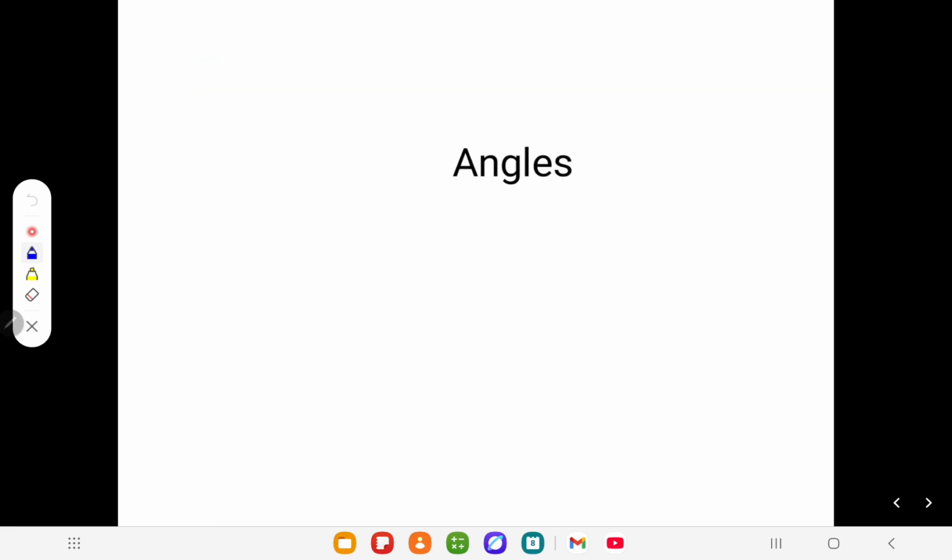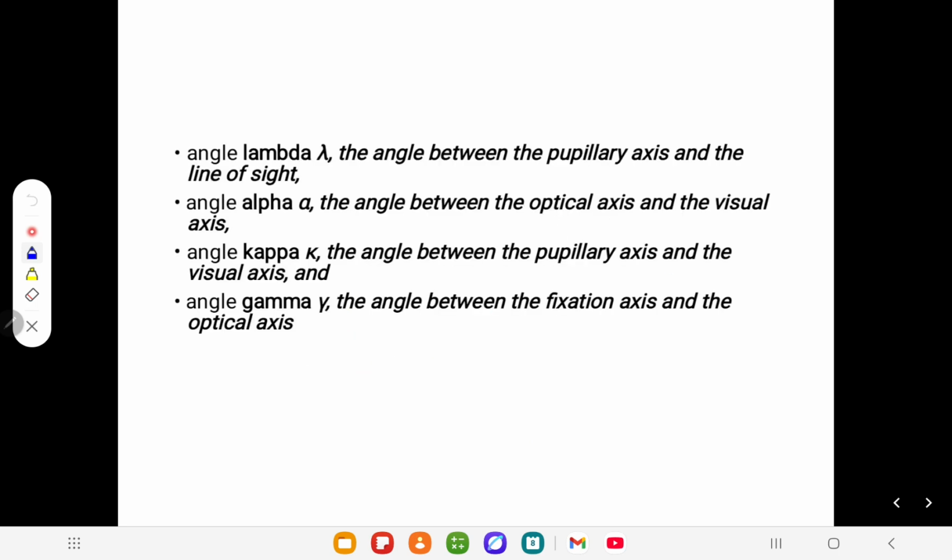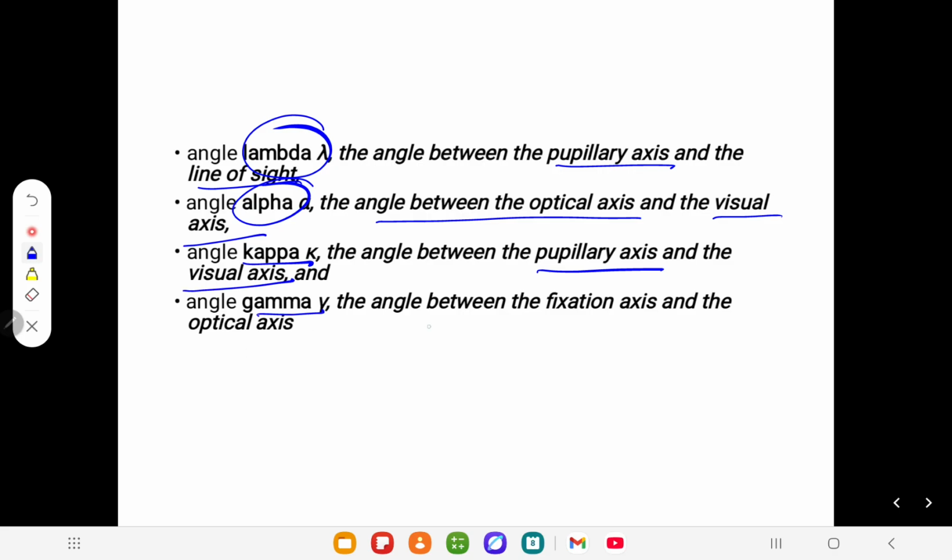Now I'm going to talk about angles like alpha angle and kappa angle. There are a lot of angles. Let me briefly tell about them. Lambda is the angle between the pupillary axis and the line of sight. Alpha is the angle between the optical axis and the visual axis. Kappa is the angle between the pupillary axis and the visual axis. And gamma is the angle between the fixation point and the optical axis. I think the most important is kappa, because we talk about kappa from the refractive surgery point of view. Kappa is quite important.